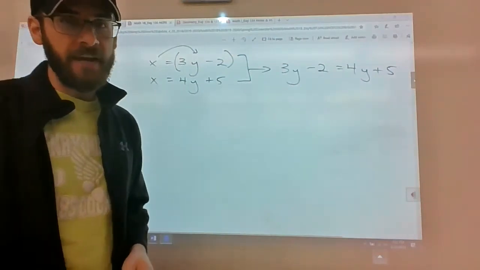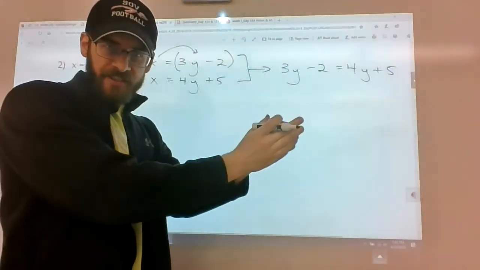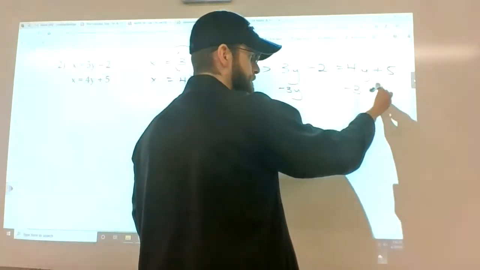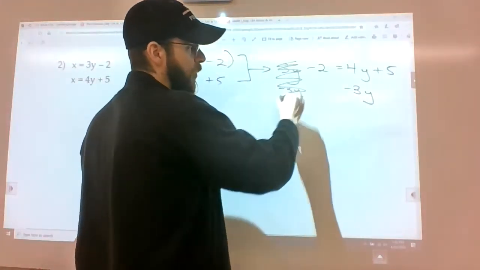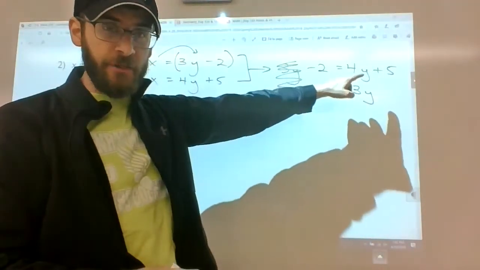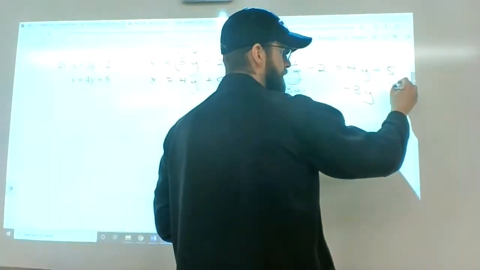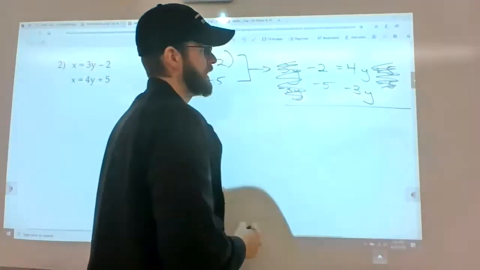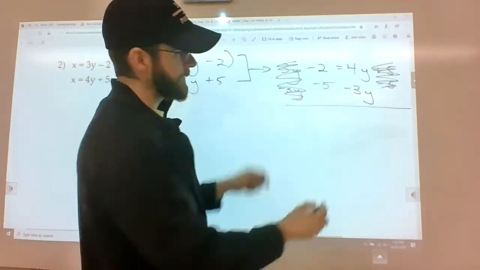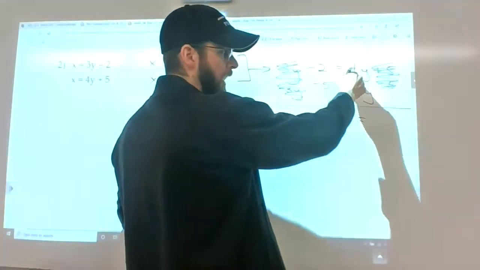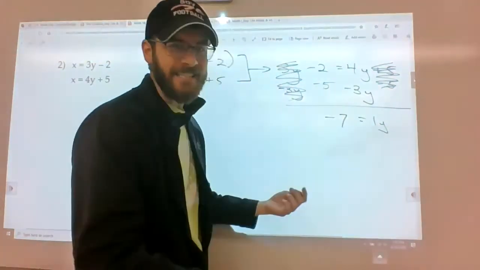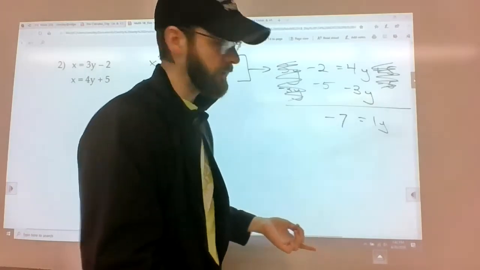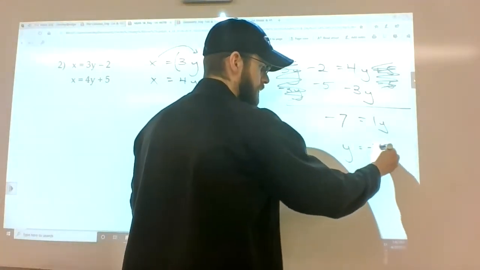And it's a pretty basic equation to solve. You want to get the y's on the same side together. I am going to subtract this 3y. Okay, so no more y's on the left. And then I want to move the constant on the right to the left. All right, so negative 2 minus 5 is negative 7. 4y minus 3y is 1y. Now, I can divide both sides by 1, but dividing by 1 doesn't do anything. You've technically solved it. Y equals negative 7.